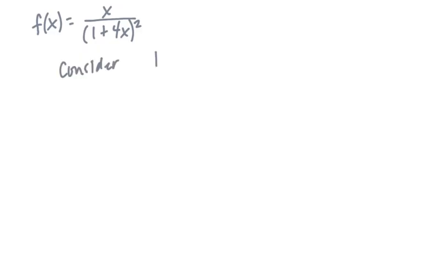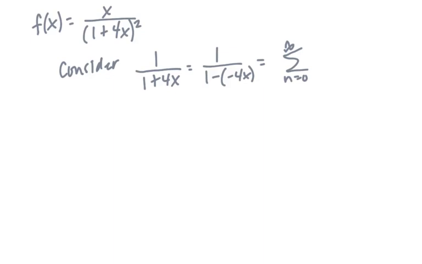So let's look at another one. It says f of x equals x over 1 plus 4x quantity squared. So let's consider what happens if we have 1 over 1 plus 4x. Well, that means we have 1 over 1 minus negative 4x. So we could write that as a series from n equals 0 to infinity. And we would have negative 4x to the nth power.